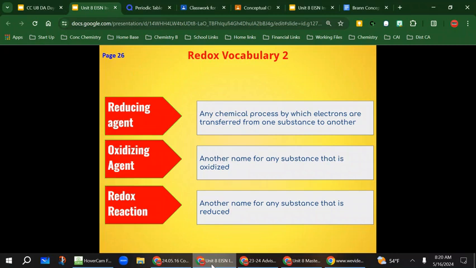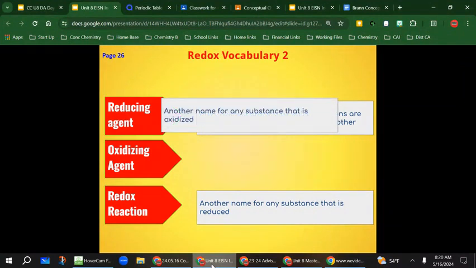Now, what is reduction again? Gaining electrons is reduction, correct? Okay. Well, a reducing agent is another name for any substance that is oxidized. So if something loses electrons, it's also called a reducing agent. And let me explain why. By losing electrons, something else has to gain, and gaining is which one?